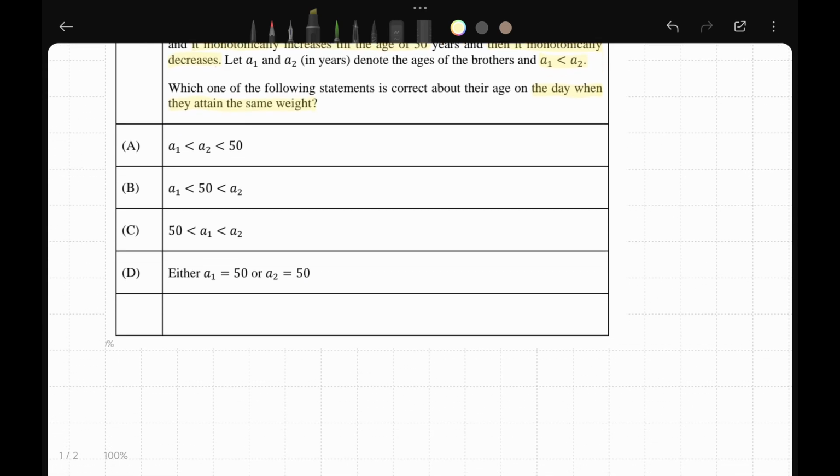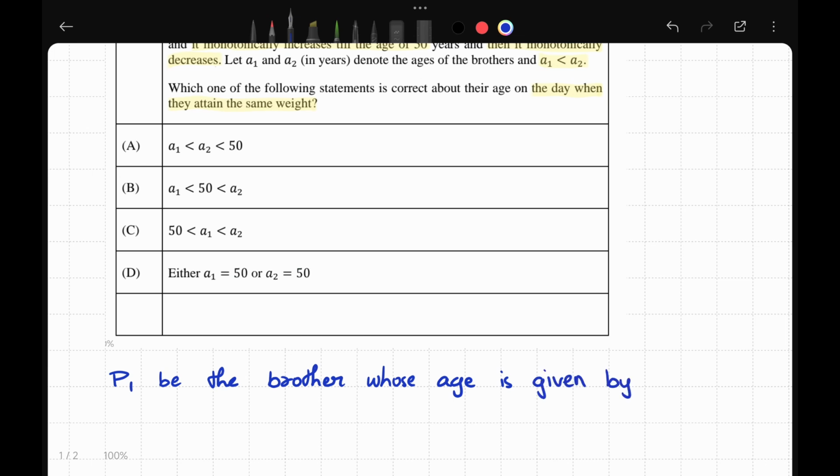So firstly, let's assign variables for the brothers. Let P1 be the brother whose age is given by A1, and let P2 be the brother whose age is given by A2.